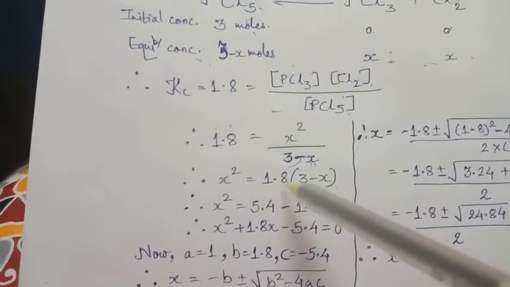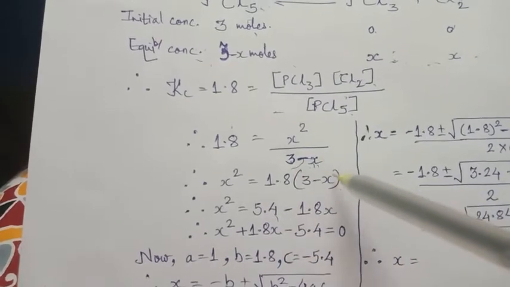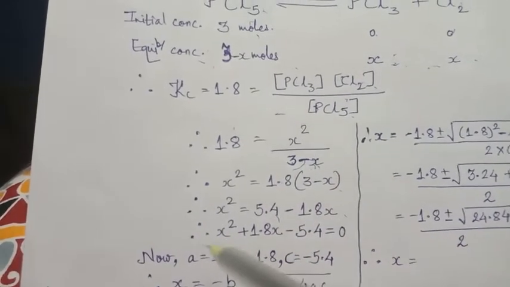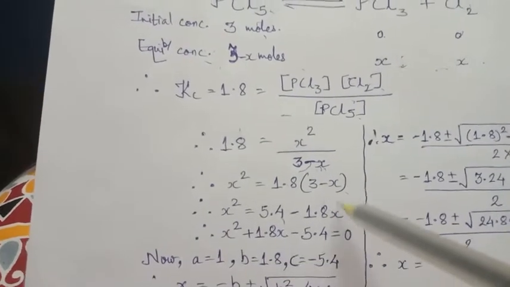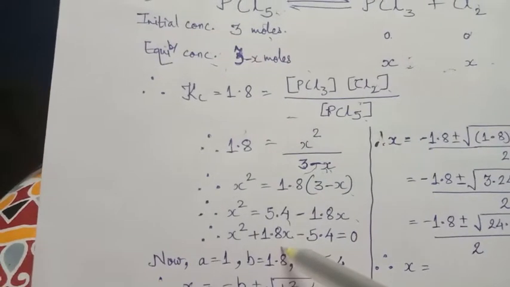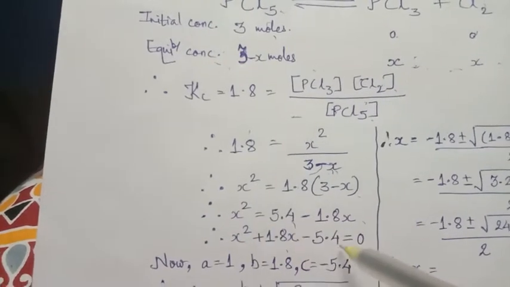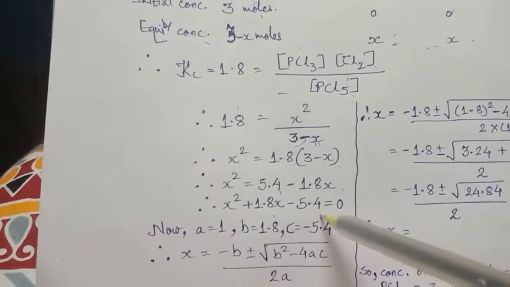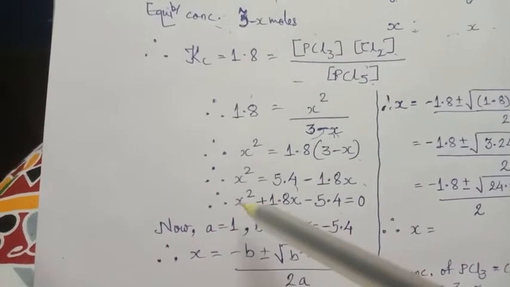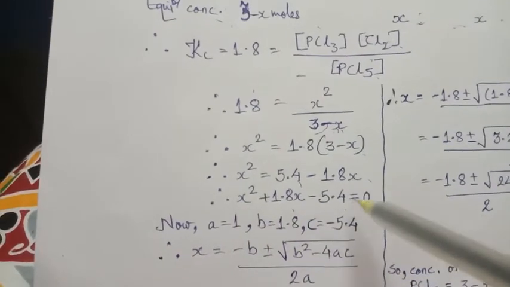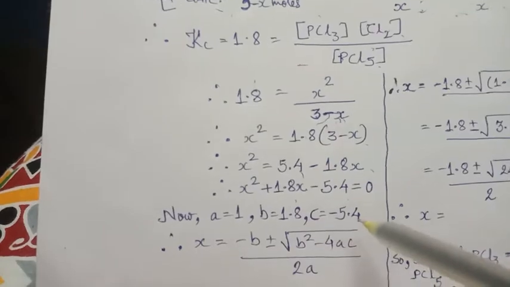Open the bracket: 1.8 threes are 5.4, and 1.8 into x is 1.8x. Now form the quadratic expression: x square, and 1.8x when taken to the left side becomes plus 1.8x, and 5.4 when taken to the left side becomes minus 5.4. Now I have got a quadratic equation. Compare it with ax square plus bx plus c. So a here is 1, b is 1.8 and c is minus 5.4.